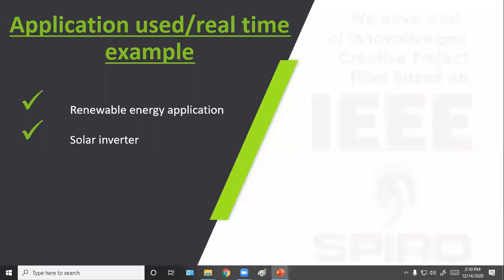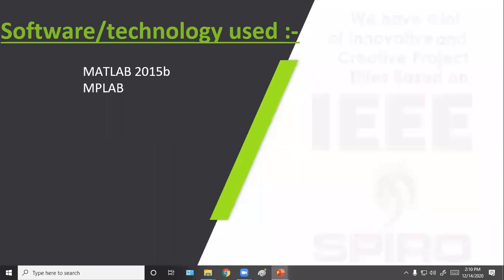The application is mainly for renewable energy and also solar inverters. The software used to build this model is MATLAB simulation, 2015 version. MPLAB is used for the prototype. In the prototype, the PIC microcontroller is used. The PIC microcontroller gets the pulses, and these pulses are given to the boost converter. So we have to program the P&O algorithm into the PIC controller using MPLAB.